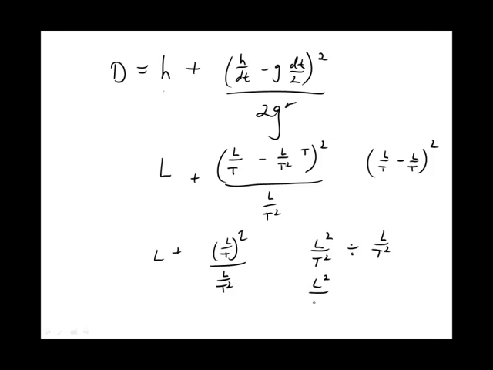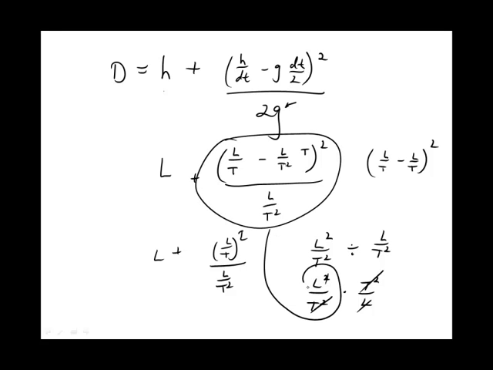But that's length squared over time squared times time squared over length. Time squareds cancel, one length cancels, and this term turns out to just be length. And a length plus a length is a length. And so my distance d is in a length.